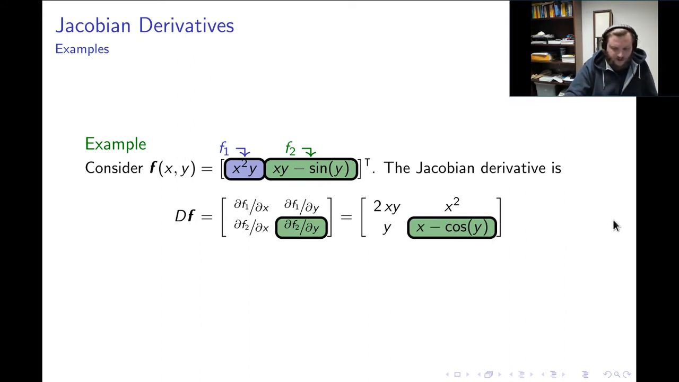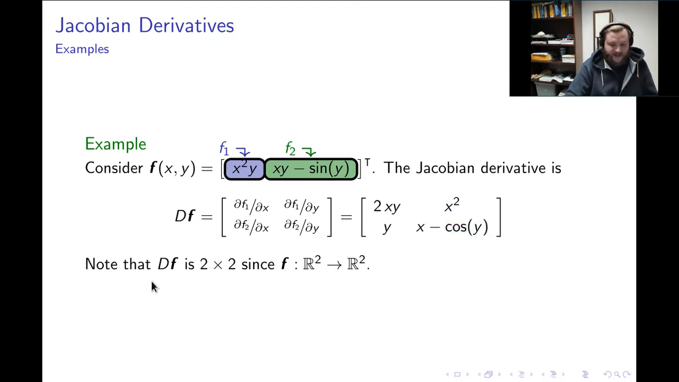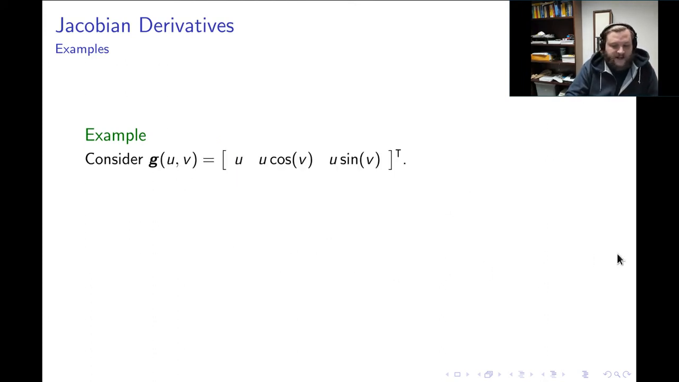So when all is said and done, we've constructed a 2 by 2 matrix when we construct the Jacobian derivative of this function from R2 to R2. So indeed, df here is 2 by 2 because f goes from R2 to R2. Let's look at another example.